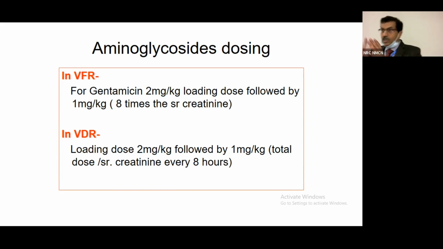And when you want to go for the variable dose frequency, give the loading dose. Loading dose remains the same for all antibiotics. So 1 milligram per kilogram maintenance dose, total dose divided by serum creatinine every 8 hours. More frequently you can give. But remember, this is concentration dependent kinetics. So we want to keep the level high.